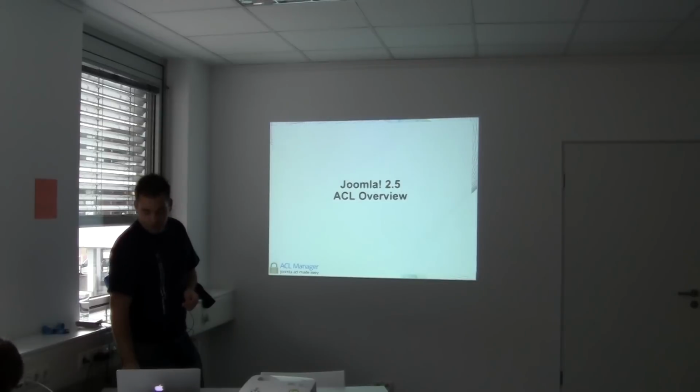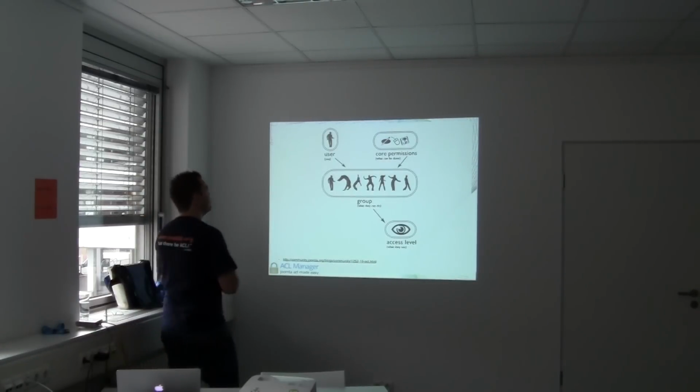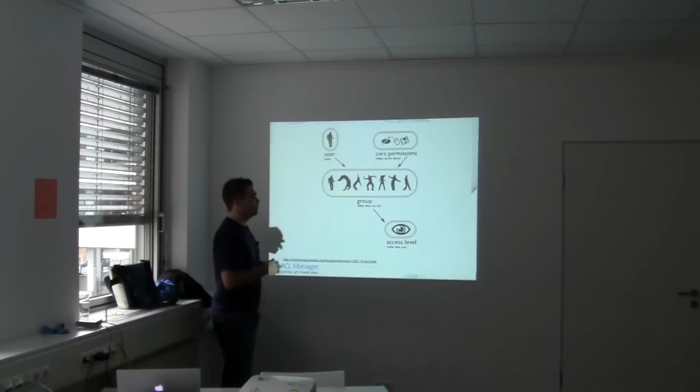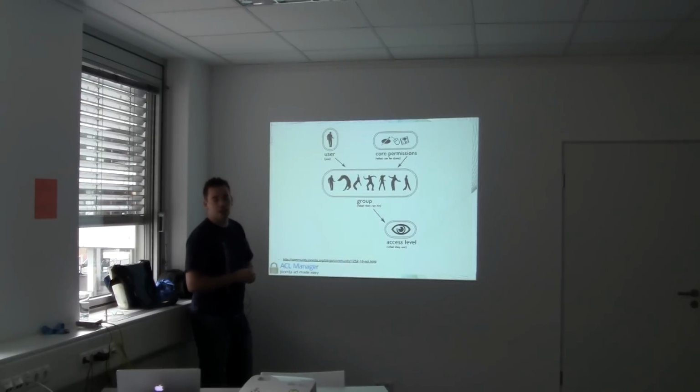We can have a kind of structural overview of those 2.5 permissions. And it's all the same for 3.0. There are some differences I will explain later on, but most of it is the same for 3.0 as well.